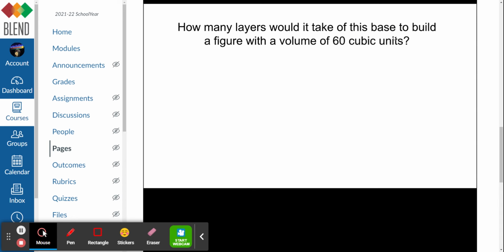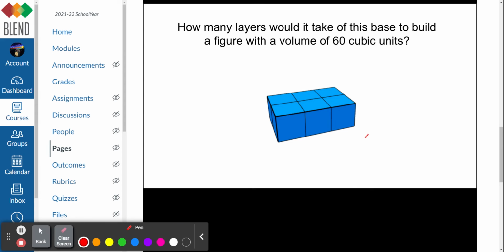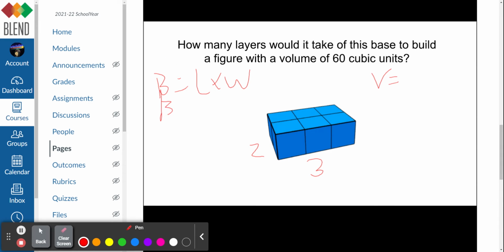All right, how many layers would it take of this base to build a figure with 60 cubic units? All right, so first thing we need to find out is what the dimensions are. Once again, this is 3 and 2. We're trying to find the base layer. Our base layer is length times width, right? So our base on this one is 3 times 2. So our base on this is 6, and you can tell that because you can count that there's 6 cubes right there.